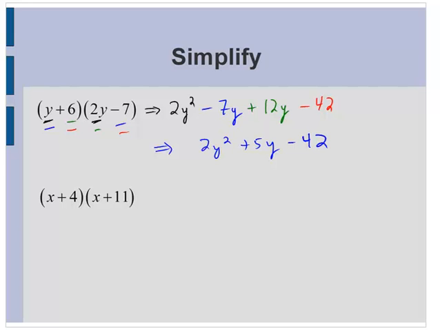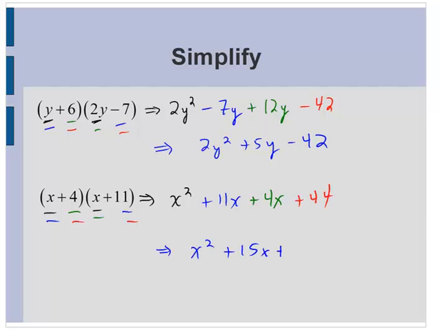Alright, why don't you try the last one on your own? Use either of the two methods. Alright, using FOIL, x by x is x squared. x by 11 is 11x. 4 by x is 4x. And 4 by 11 is 44. Combining like terms, we would have x squared plus 15x plus 44.